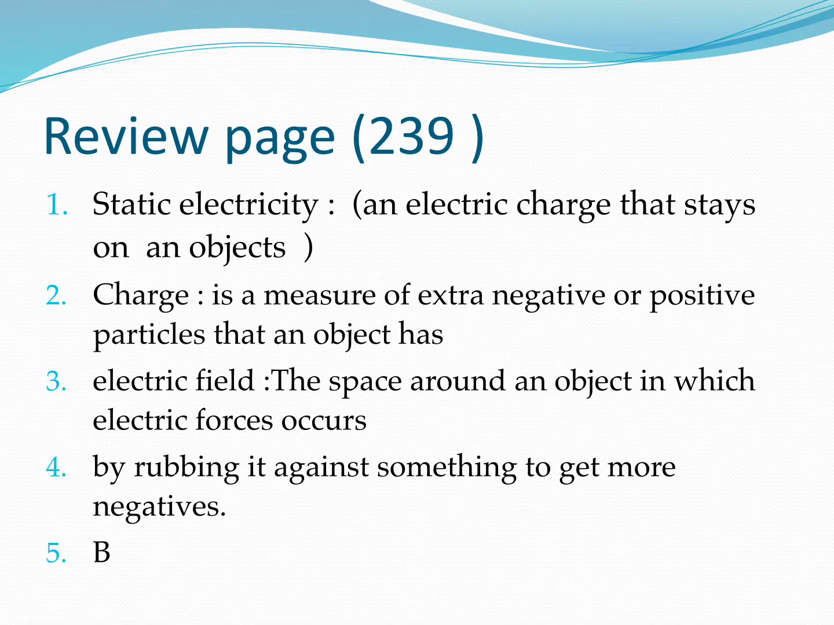Moving on to the test prep. A plastic rubber can get a positive charge by A, gaining a single negative charge, B, losing a single negative charge, C, gaining a single positive charge, D, losing a single negative charge. So the answer should be B, losing a single negative charge.